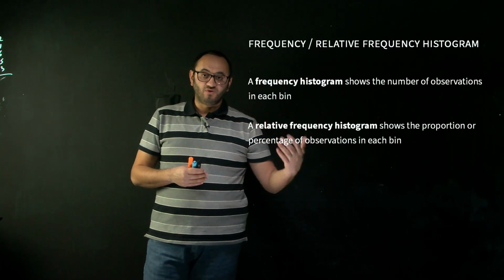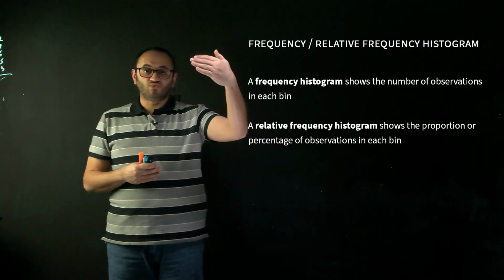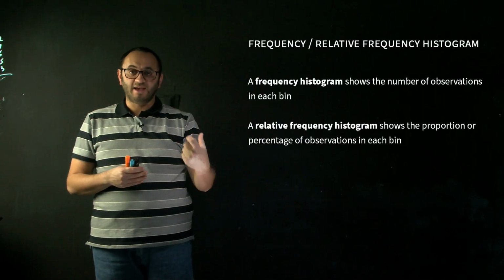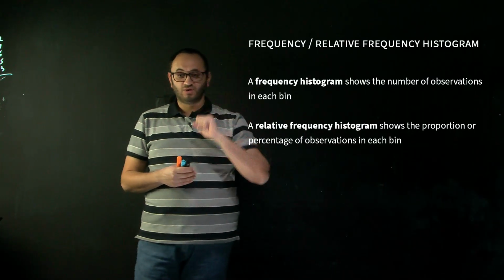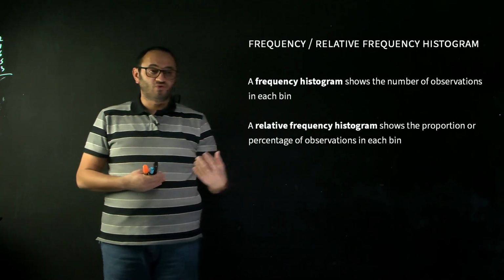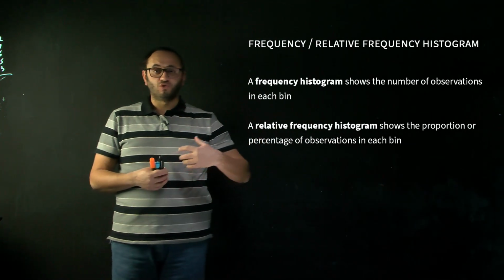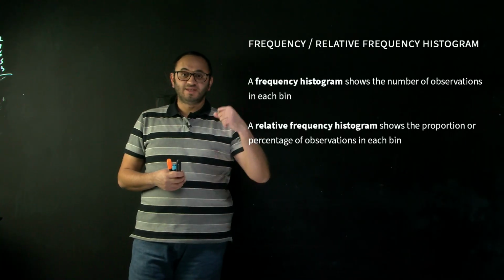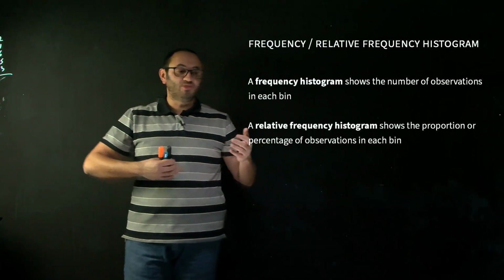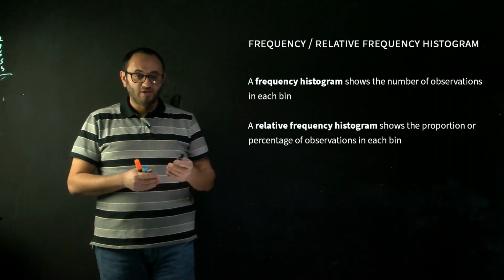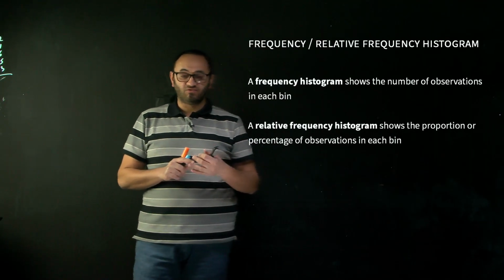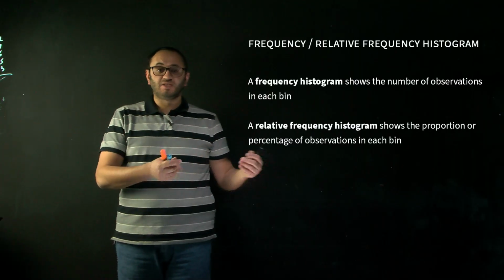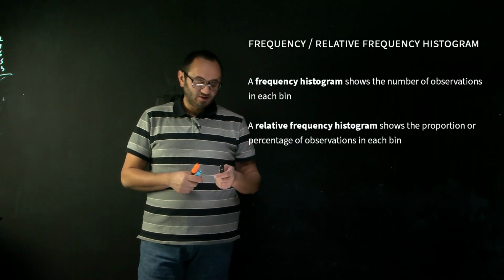In the frequency histogram, in the y-axis we have the frequency or the count, which are numbers like 0, 1, 2, 3, 4, and so on. In the relative frequency, we have percentages or proportions like 10%, 20%, 30%, but they are equivalent. They have the same shape, remember, same shape and same interval, which means same x-axis, but the y-axis is different.